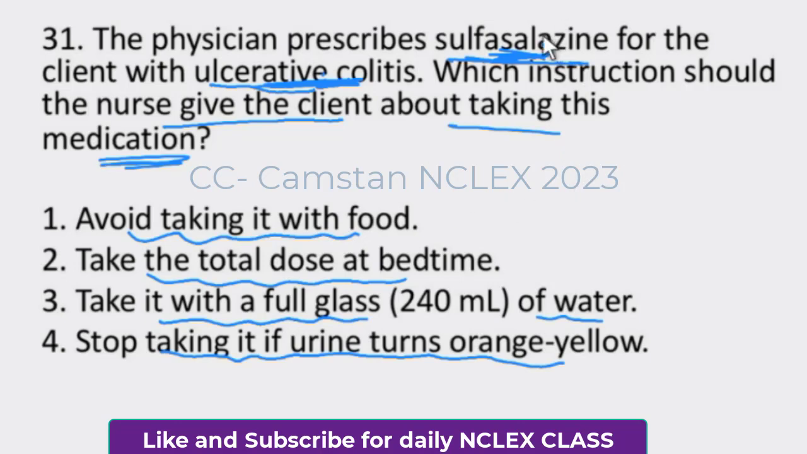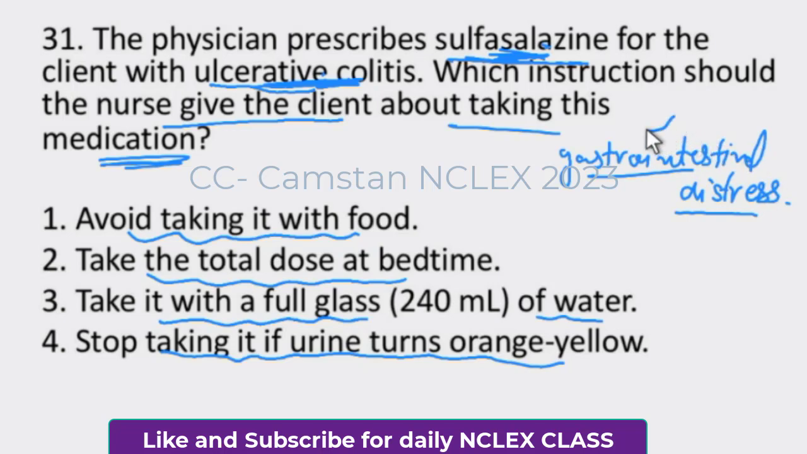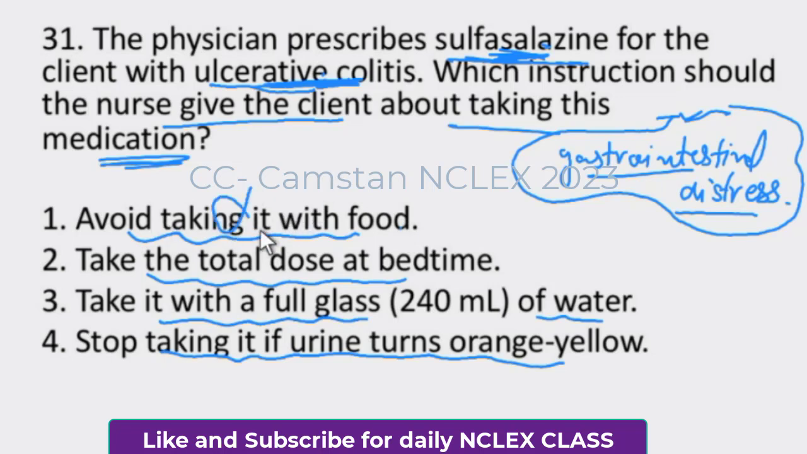Well, this sulfasalazine can cause gastrointestinal distress, right? This drug can cause gastrointestinal distress. That's why the client should take this drug after meals. So first option is avoid taking it with food. So it is a wrong option. It must be taken with food to avoid gastrointestinal distress, right? So this is wrong. Next one is take the total dose at bedtime.